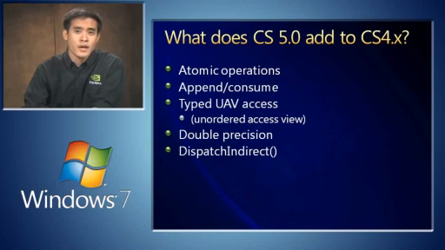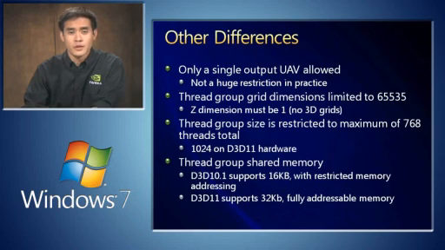What does Compute Shader 5 add to Compute Shader 4.x? It adds atomic operations, append consume operations, typed UAV access, double precision, and also the dispatch indirect call. Some other differences are that in Compute Shader 4.x, only a single UAV is allowed. This isn't a huge restriction in practice, since you can have a single UAV and have different segments inside it to simulate multiple UAVs.